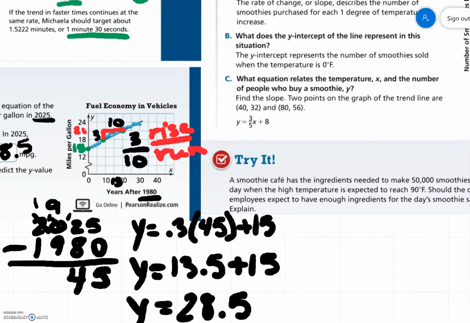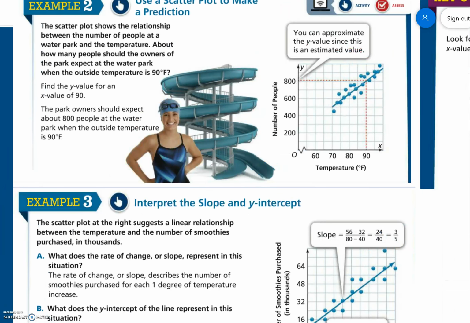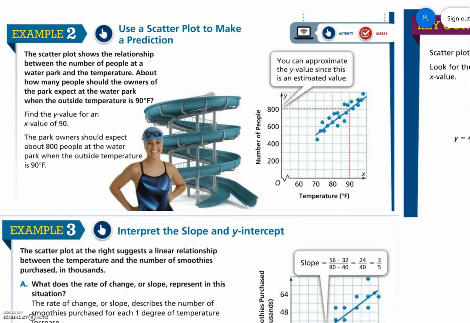All right, example number 2. Use a scatter plot to make a prediction. A scatter plot shows the relationship between the number of people at a water park and the temperature. About how many people should the owners of the park expect at the water park when the outside temperature is 90 degrees? Well, all you got to do is look down here at temperature, find 90 degrees, follow it up to the trend line, follow it over to the number of people. So the park owners should expect about 800 people.